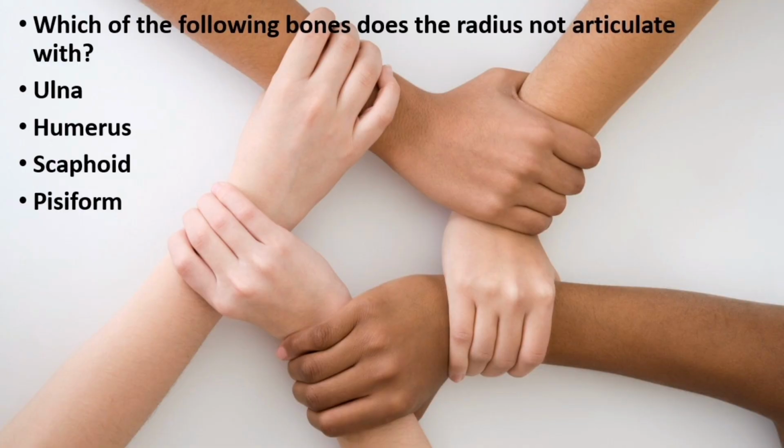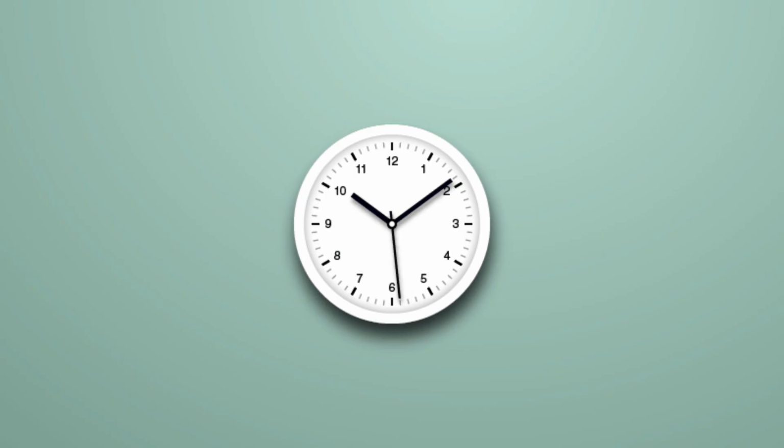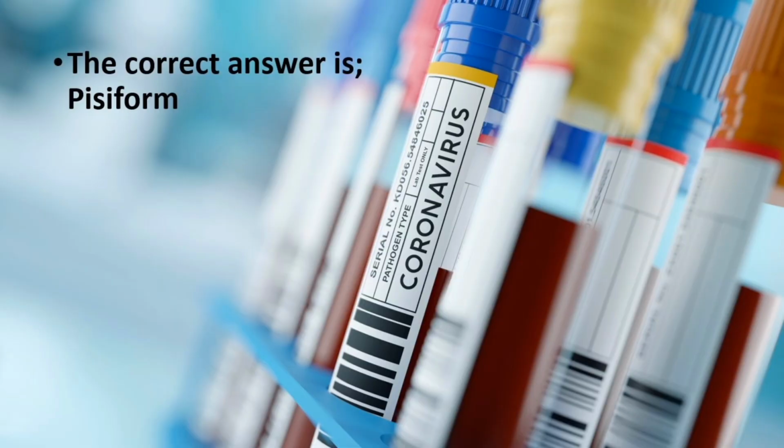Quiz: which of the following bones does the radius articulate with? Ulna, humerus, scaphoid, pisiform. The correct answer is pisiform.